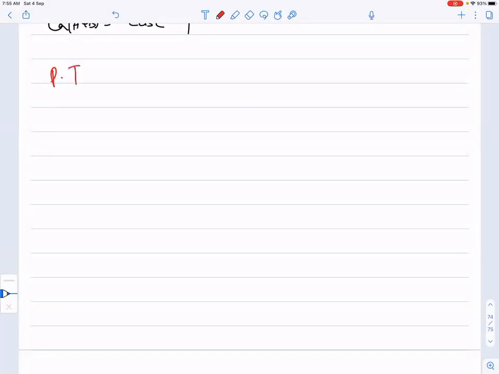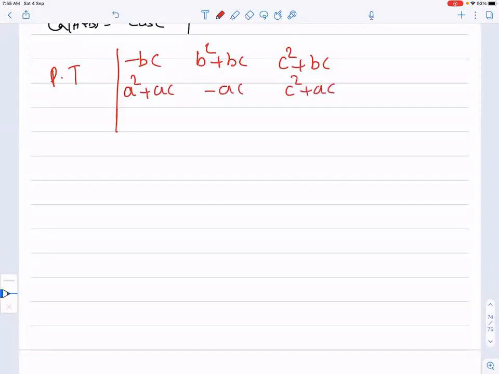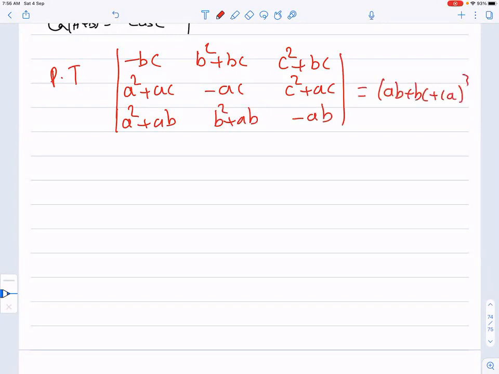Prove that the determinant with rows minus bc, b square plus bc, c square plus bc; a square plus ac, minus ac, c square plus ac; a square plus ab, b square plus ab, minus ab equals ab plus bc plus ca whole cube. Shall I discuss this or do you want time to solve? Sir, we will try. Okay, try it.